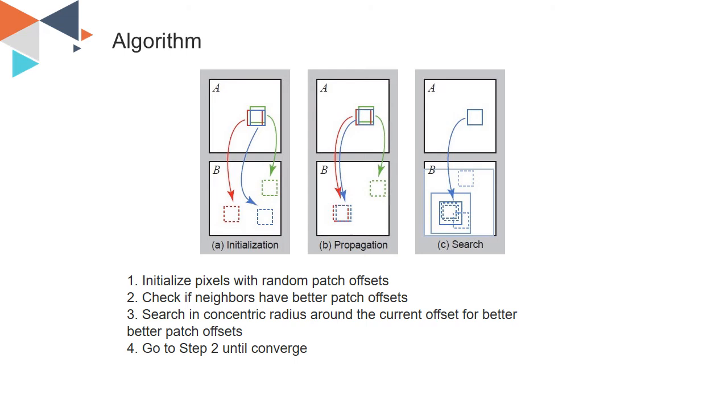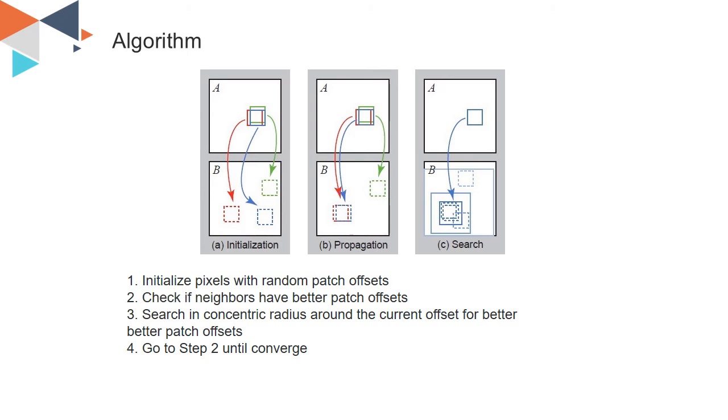Based on these three observations, the randomized algorithm has three steps: initial guess, propagation, and random search. The first step is initialization, where each pixel is given a random patch offset. Then, propagation. For each one of these pixels, check if the offsets from its neighboring patches could give a better matching patch. If so, we adopt the neighbor's patch offset.